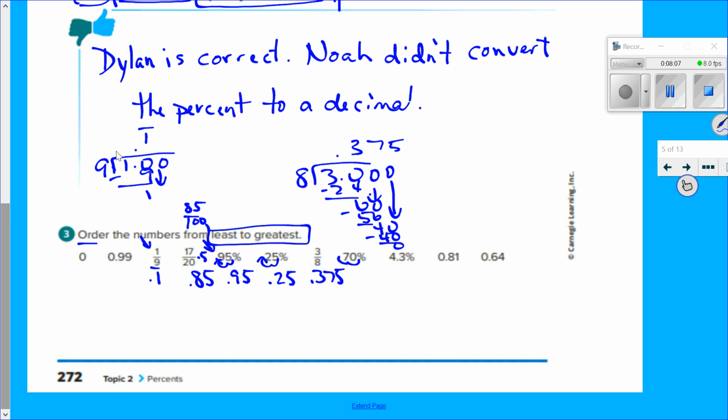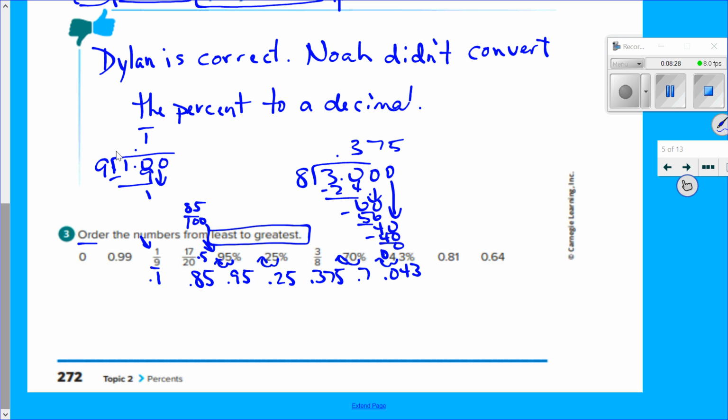70%, I'm just moving twice. That becomes 0.7. 4 3/10%. I'm moving twice. Don't forget, empty buckets get a 0. So that becomes 43 thousandths. The other ones are already in decimal format. Once I have everything into a decimal, now we're ready to start putting them in order.